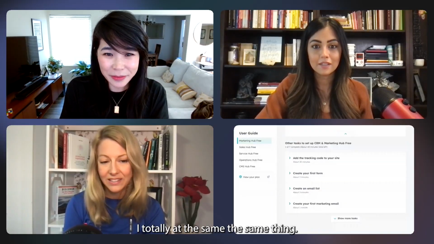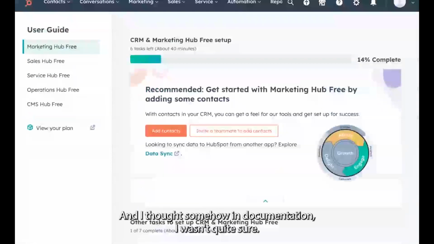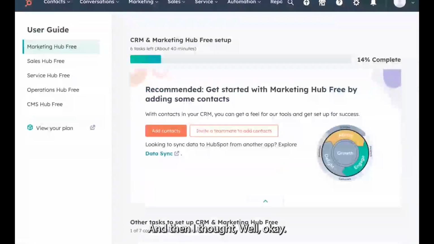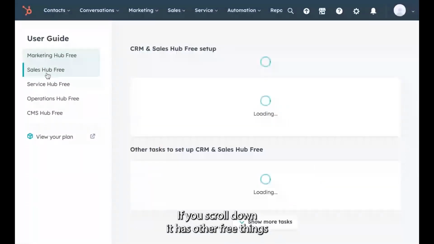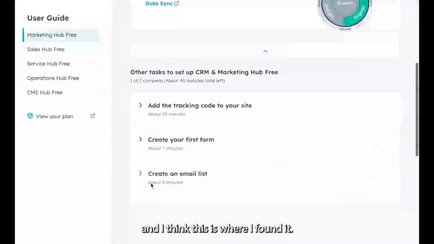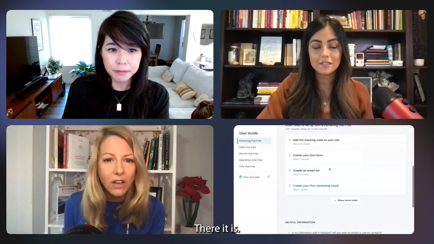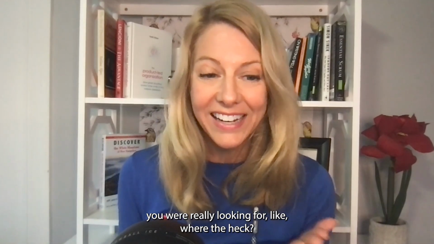Same. I totally had the same thing, because I look over the user guide. I'm like, even that name user guide makes me think, am I somehow in documentation? I wasn't quite sure. And then I thought, well, okay, chatbot, is that under Sales Hub? Is that under Service Hub? And then I ended up scrolling down. So that page that you're on, Christine, if you scroll down, it has other free things. And I think this is where I found it. There it is. Yep. Oh, yeah, Service Hub. That's where I found it. But like you said, you were really looking for it. Like, where the heck is it?